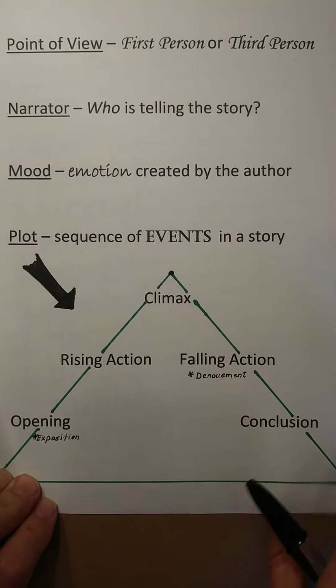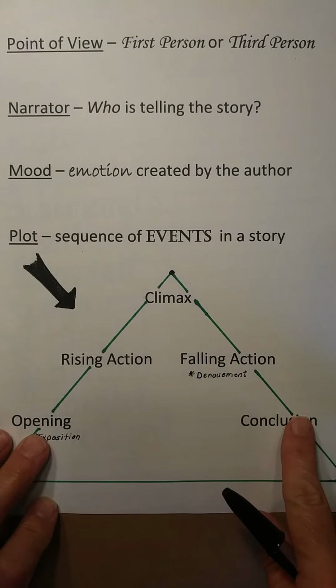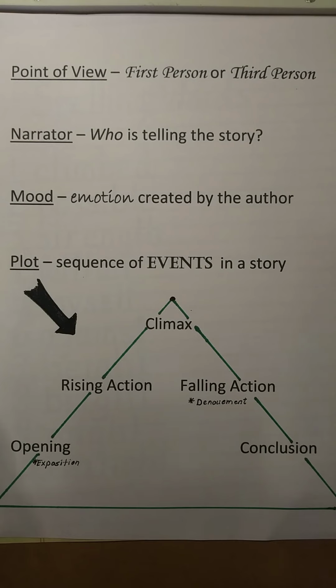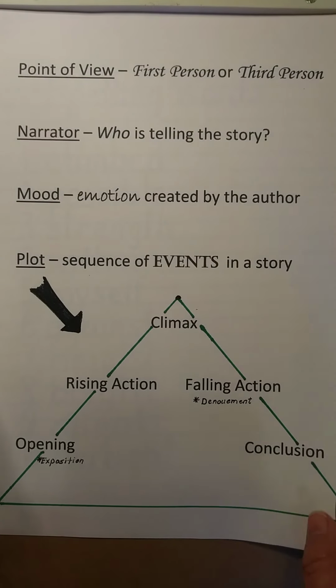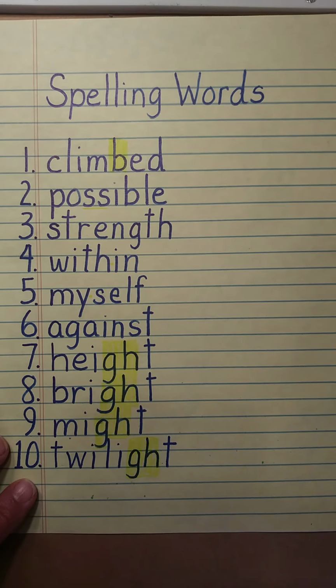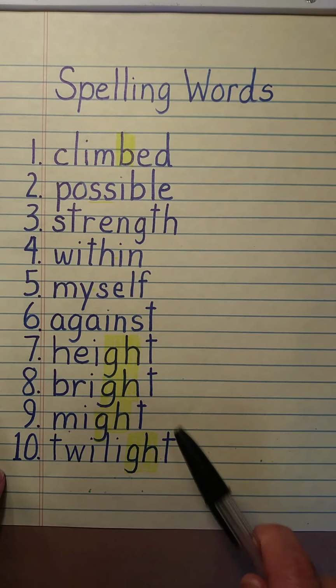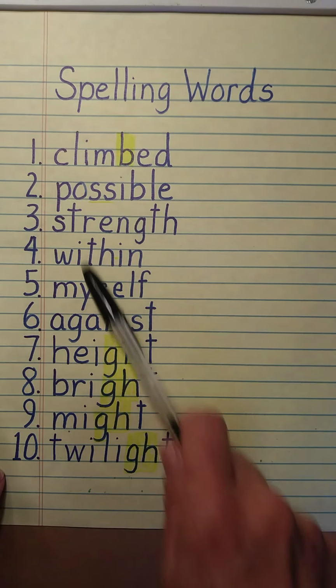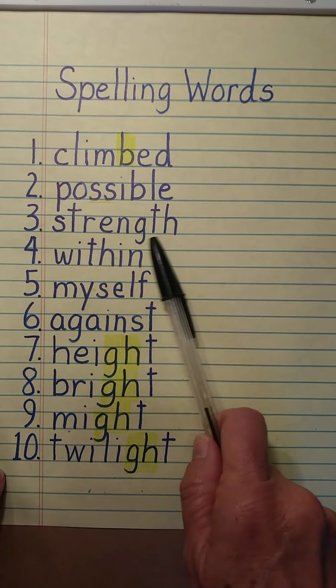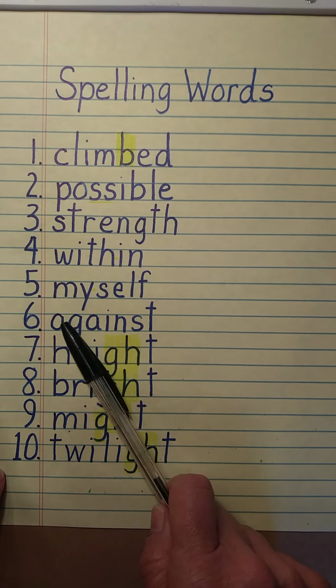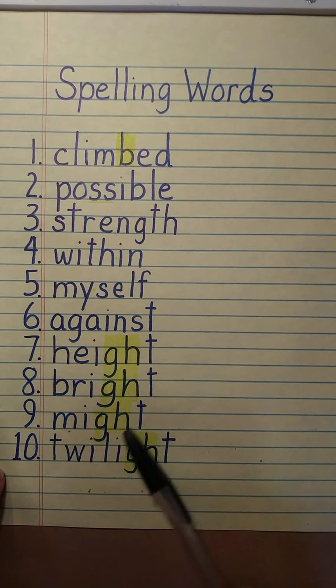So, the other thing we have to do is talk about our questions and our words from The Horse and His Boy, but I will make a separate video for that. Okay? And in the meantime, you guys, don't forget to work on your spelling words because we are having a spelling test next Tuesday. Climbed, possible, strength, within, myself, against, height, bright, might, and twilight.